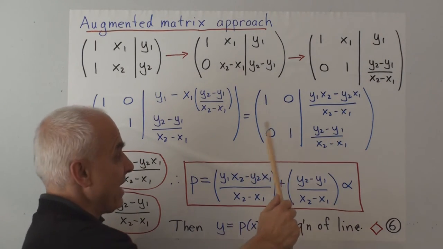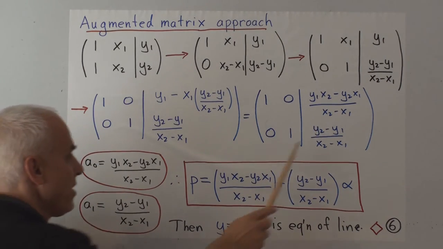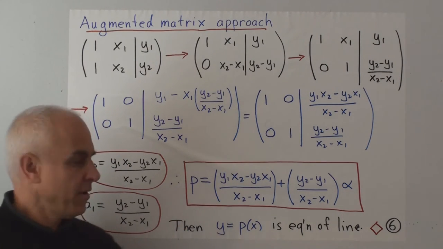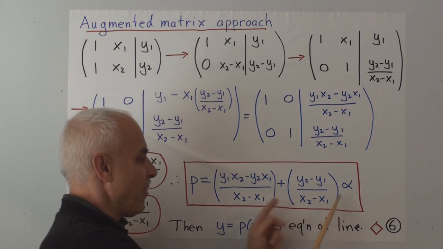Remember, our variables are a0 and a1. So there's a0 and there's a1. And then our line is this one here. Our polynomial is this one here. It's a0 plus a1 alpha.